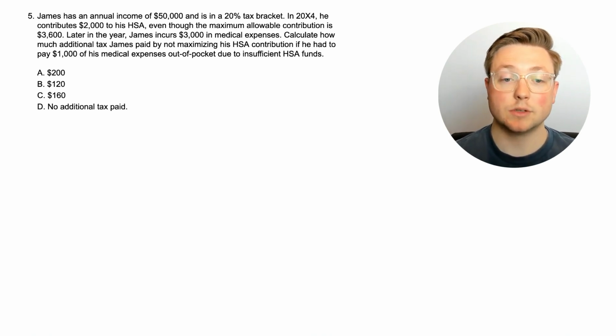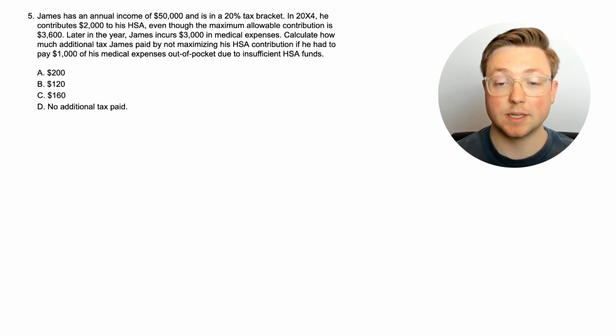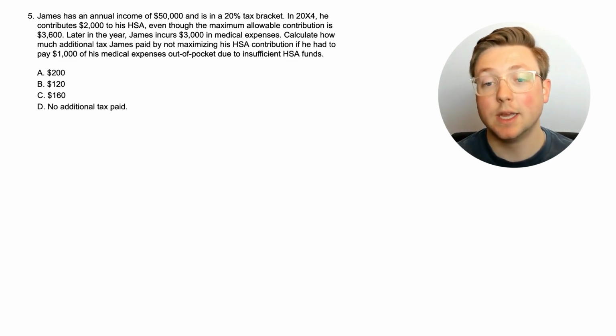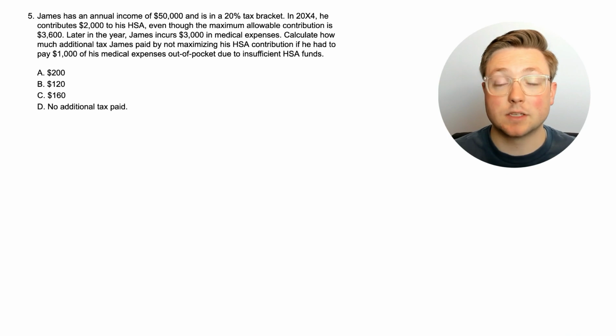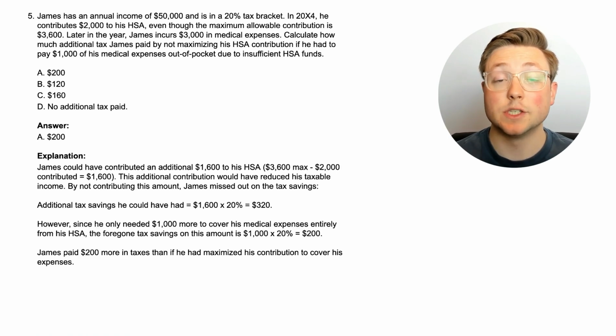Calculate how much additional tax James paid by not maximizing his HSA contribution if he had to pay $1,000 of his medical expenses out of pocket due to insufficient HSA funds. Okay, so because he didn't maximize his HSA contributions, he's probably going to pay additional taxes. So go ahead, pause the video. You probably can figure this out, think through it, and when you're ready, come back, we'll look at the answer together. And the answer is $200.